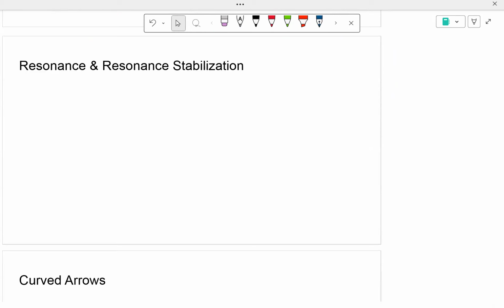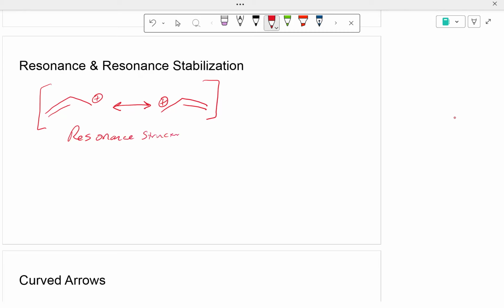So how do I describe all of these things? Let's start with this carbocation again. Now with resonance and what we call resonance structures, we use this double-headed arrow to indicate the two possible resonance structures for this compound. And you'll hear me use the term resonance structures. You might hear me use the term resonance forms. It's all kind of the same thing.